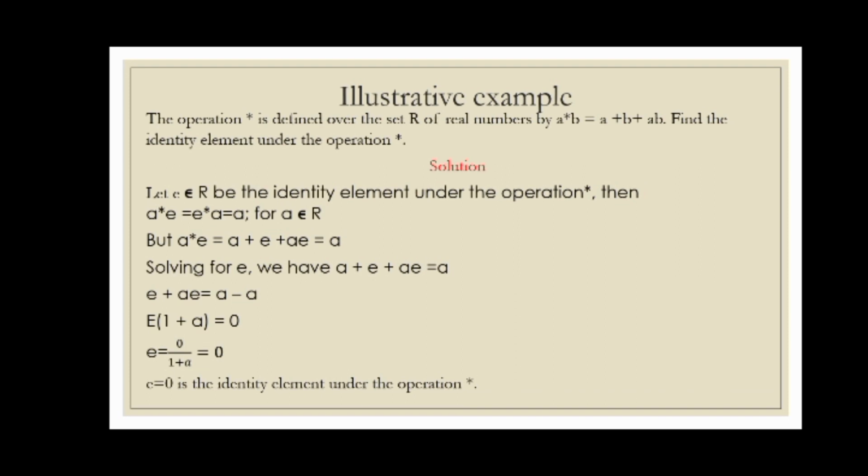So there's the equation. We are to make E the subject. So we divide by 1 plus A on both sides. So our E becomes 0 over 1 plus A. Now 0 over any number is 0, right? 0 over 5 is 0. So the answer here is 0. So E equals 0 is the identity element under the operation star.